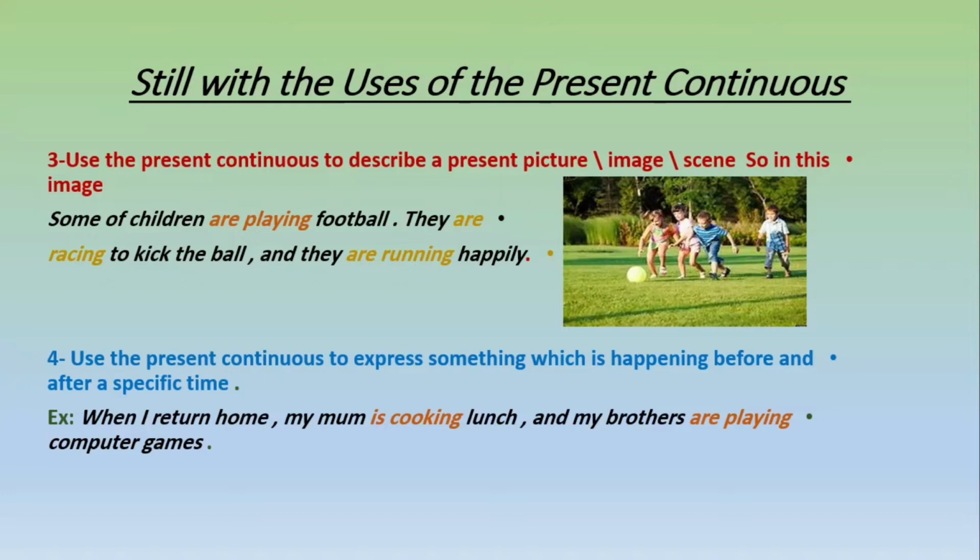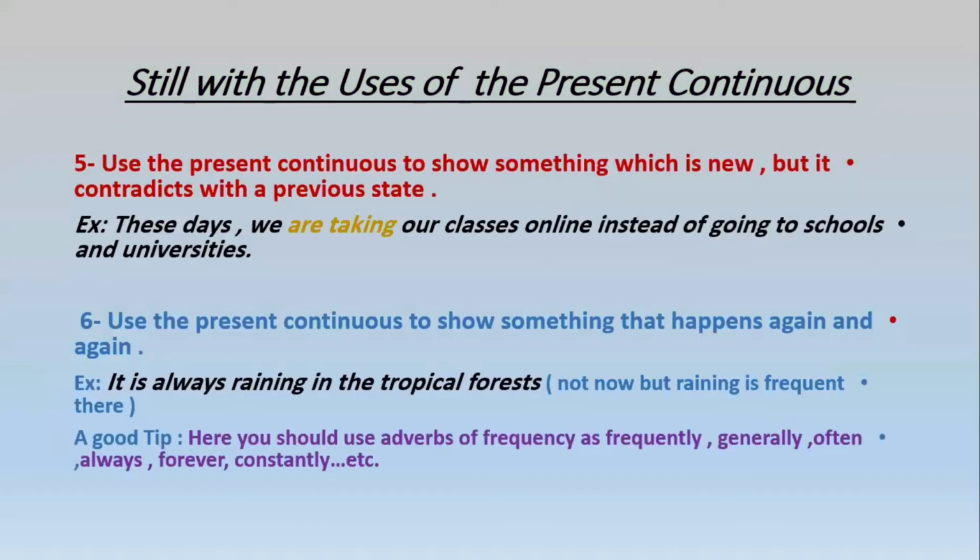So she's cooking all the time. When I come, she is cooking, mom is cooking. They are playing all the time. When I come, they are playing computer games and so on. So we use the present continuous to express an action that is going on before and after a specific time. We still have not finished the uses of the present continuous.